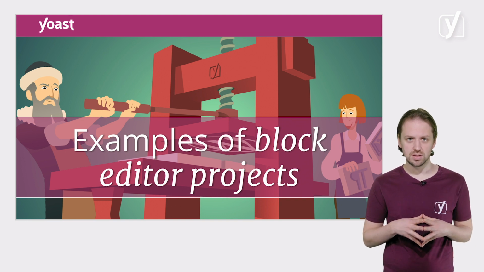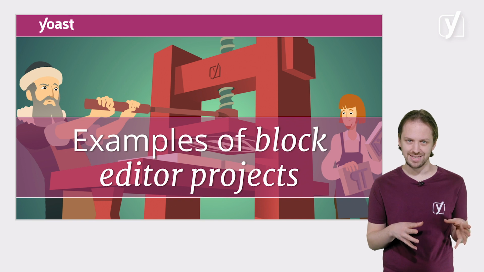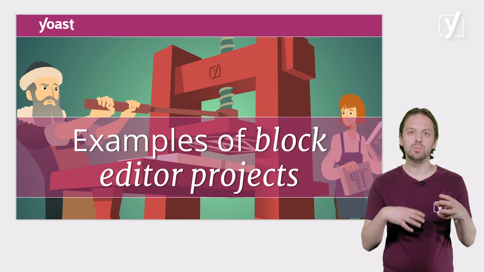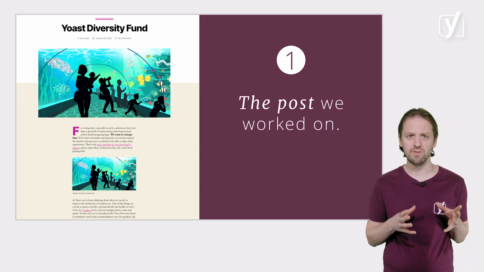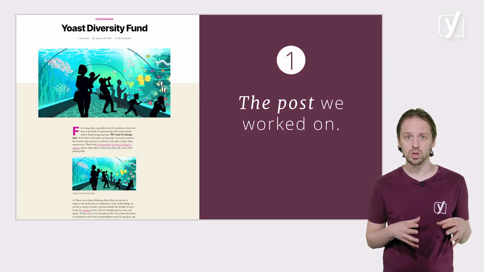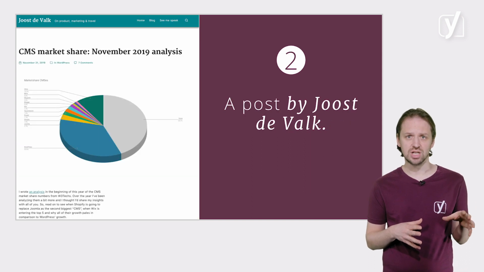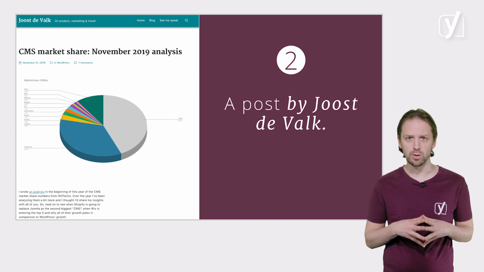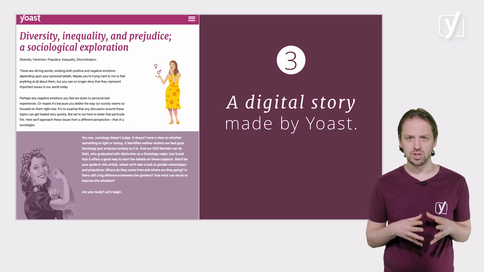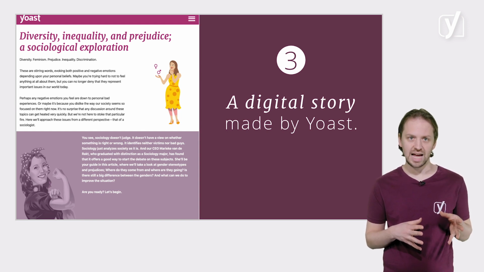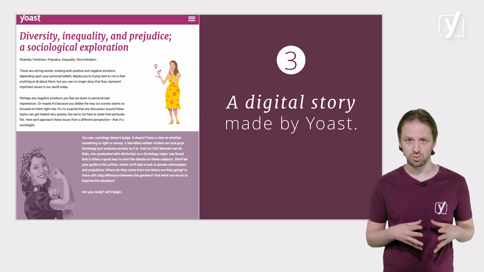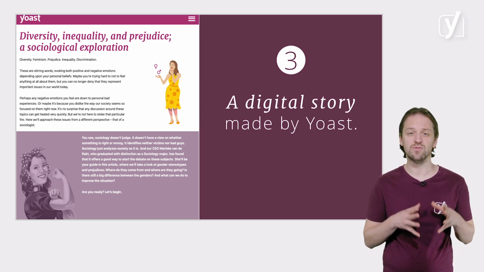In the previous lessons, we worked on creating a post in the backend. In this lesson, we will move to the front end and see some examples of posts made in the block editor. First, we'll take a look at the post we worked on in Module 2. Next, we'll check out a post that Joost de Valk, the Yoast founder and CPO, published on his blog. Finally, we will show you something a little bit different, a digital story made with the block editor. It's called Diversity, Inequality and Prejudice, a sociological exploration. We at Yoast made it and we're very proud of it.